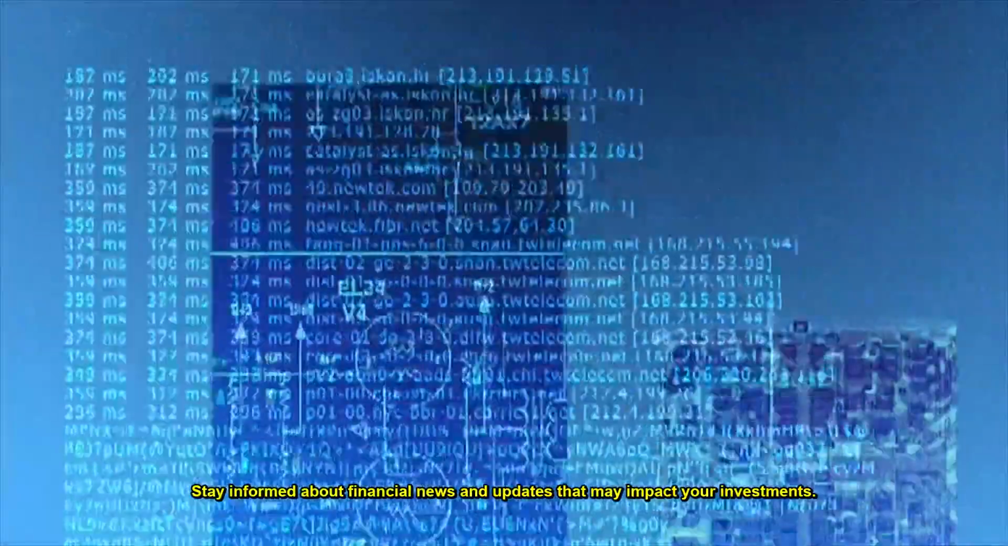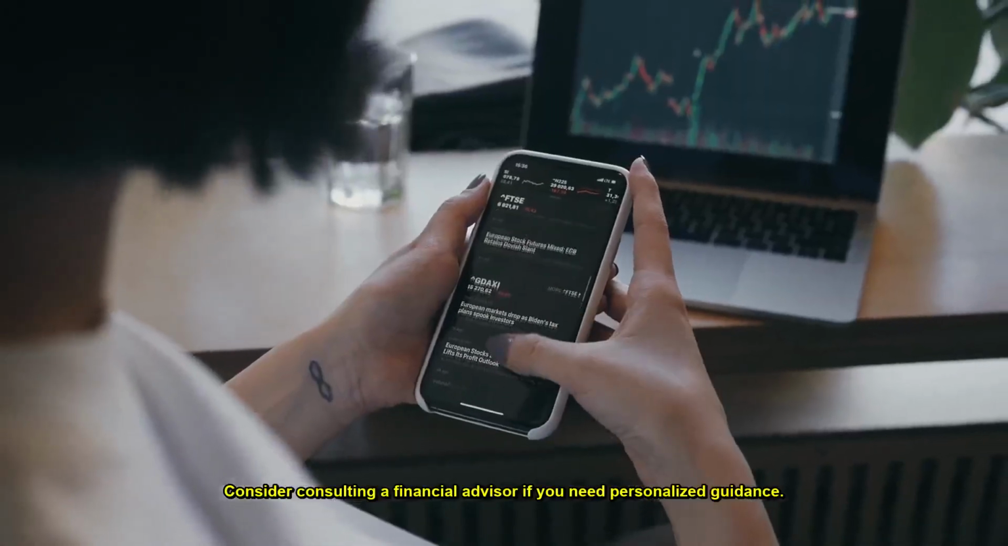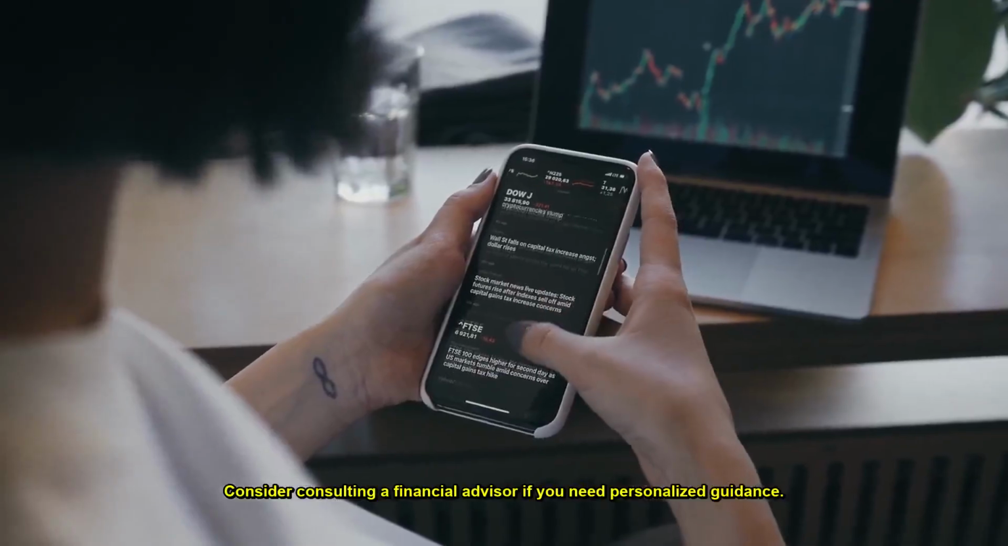Stay informed about financial news and updates that may impact your investments. Consider consulting a financial advisor if you need personalized guidance.